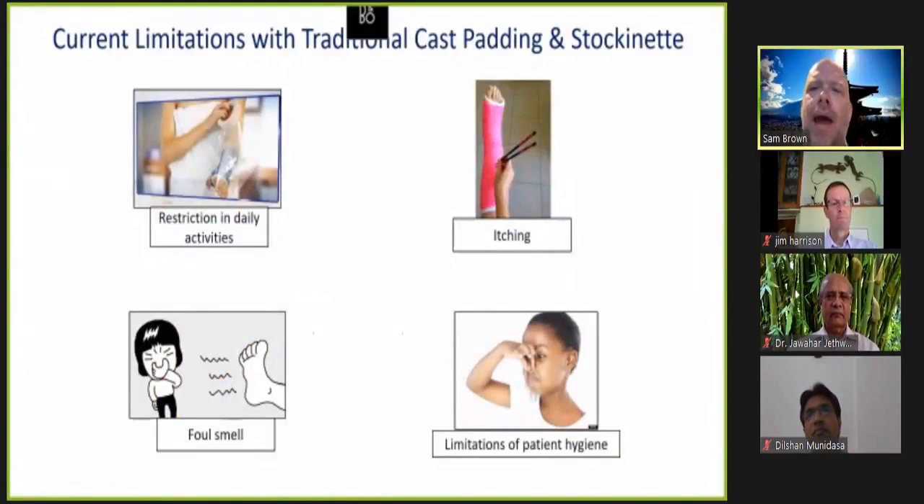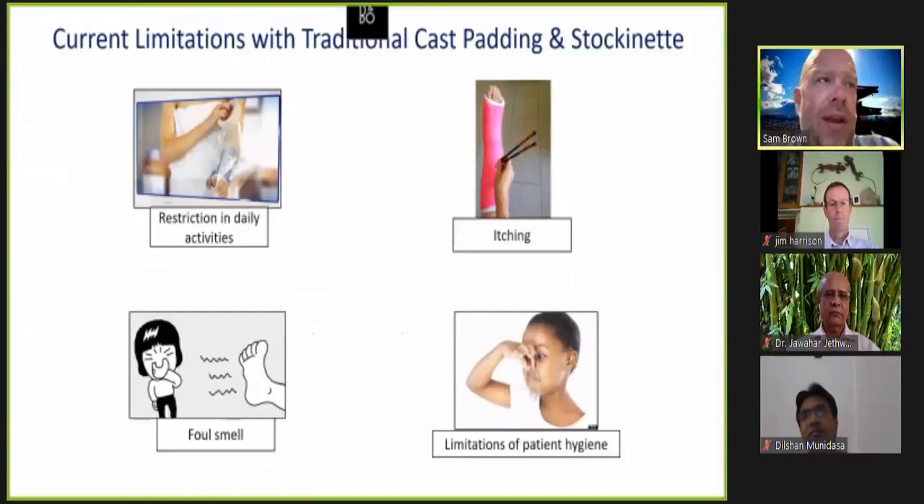So let's talk about cast padding. First of all, everybody uses cotton and stockinette. Cotton stockinette, cotton padding. The disadvantages of that is, number one, it smells. Why does it smell? The patient's going to sweat in the cast. The cast is going to absorb that sweat, and that sweat is going to turn into bacteria. And so bacteria is what we are actually smelling inside the cast. So we have an unhealthy environment inside the cast.